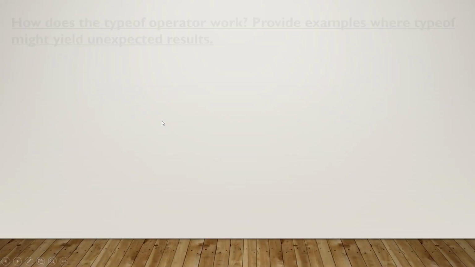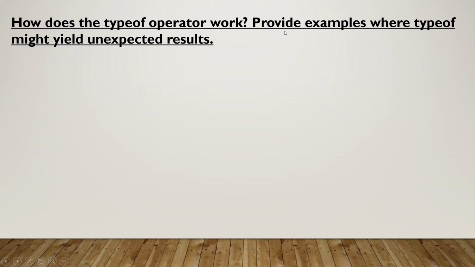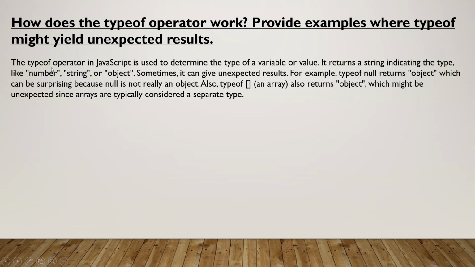Now moving to the next question. How does the typeof operator work? Please provide an example where typeof might yield an unexpected result. The typeof operator in JavaScript is used to determine the type of a variable or value. It returns a string indicating the type, like number, string, or object. Sometimes it can give unexpected results. For example, typeof null returns object, which can be surprising because null is not really an object. Also, typeof an array returns object, which might be unexpected since arrays are typically considered a separate type.